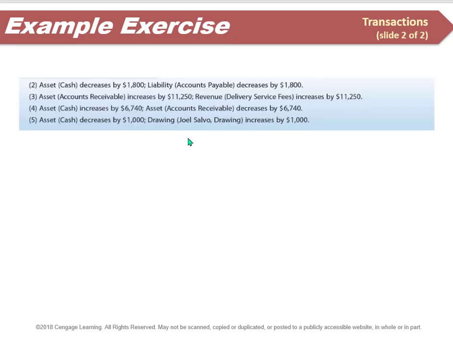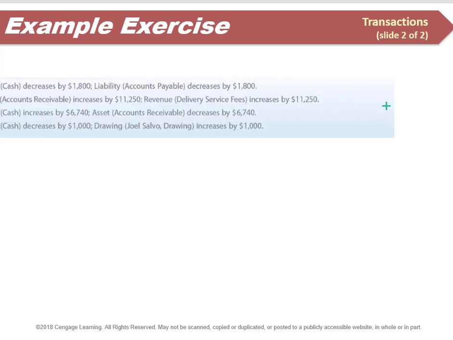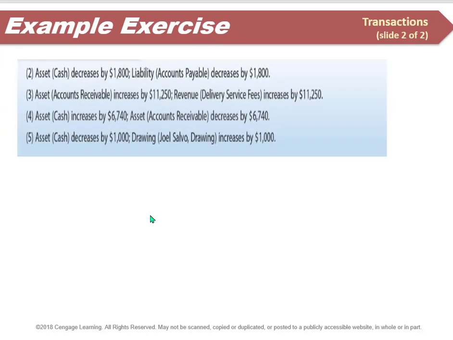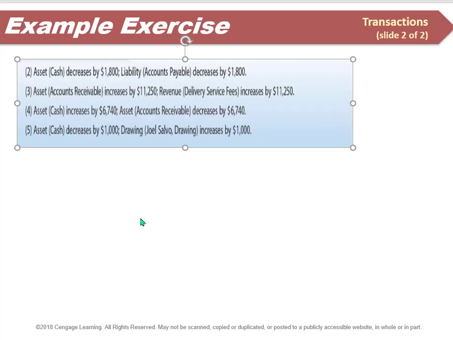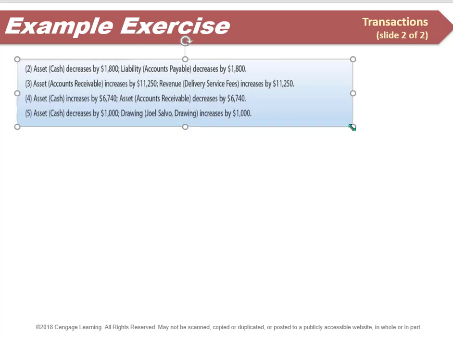And here's the answer. These are kind of small, huh? So cash is decreased by $1,800. The payable decreases by $1,800. That's when we paid the bill. Here we billed a customer, so accounts receivable increased by $11,250. Revenue delivery service increased by $11,250.